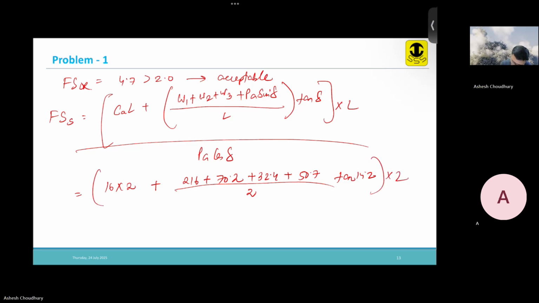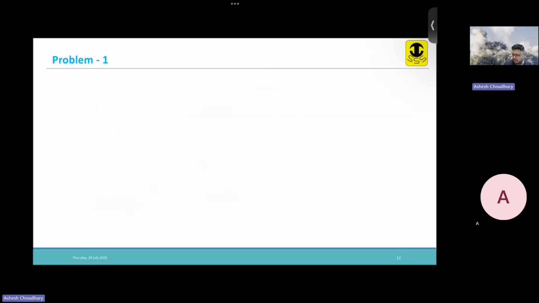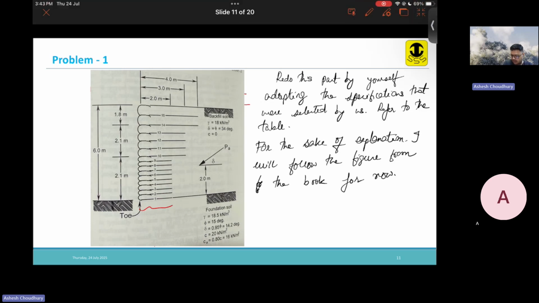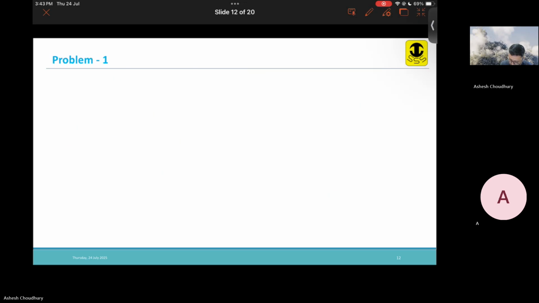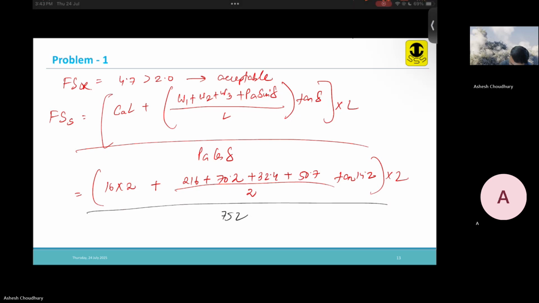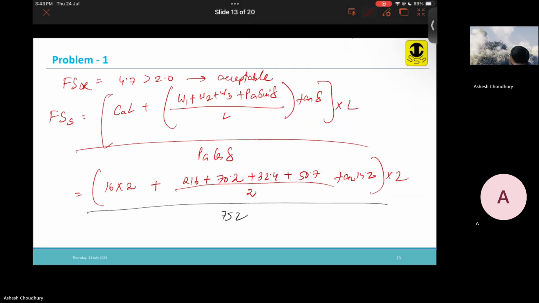This times 2 because we are only considering this part. This part is in contact with the condition. Okay, that is 2.1 greater than 51.5. Okay, so the overturning check is done, the sliding check is done.